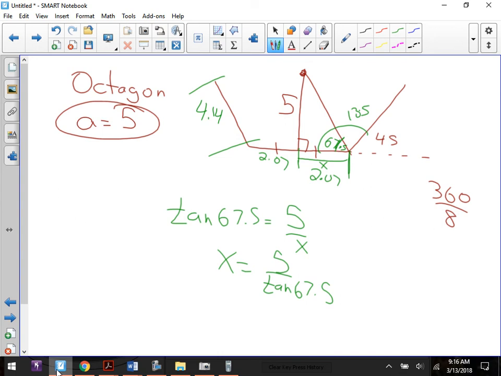How many of those sides do you have? 8 of them. So that means your perimeter will be 8 times the 4.14. What was it Josh said? 33.12. Thank you, sir.